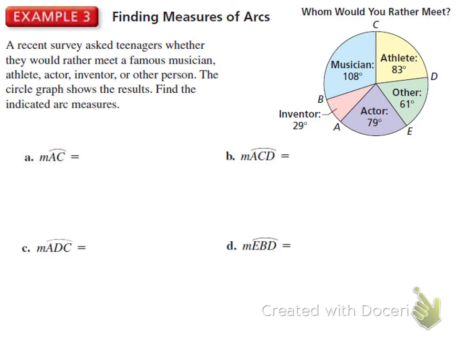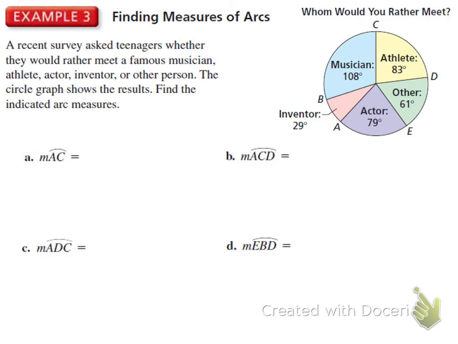A recent survey asked teenagers whether they would rather meet a famous musician, actor, inventor, or other person. The circle graph shows the results. Find the indicated arc measures. So, it's on the notes. We're going to do it together. This is the same we've been doing. It's just got colors and words with it. Our project, whenever we do this, we're going to do a survey project, and you're going to end up making it into a chart like this. You're going to survey people around you. So you'll make something like this eventually.